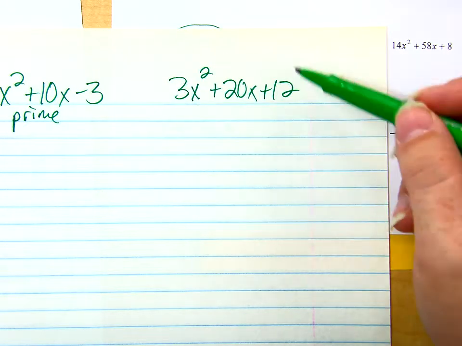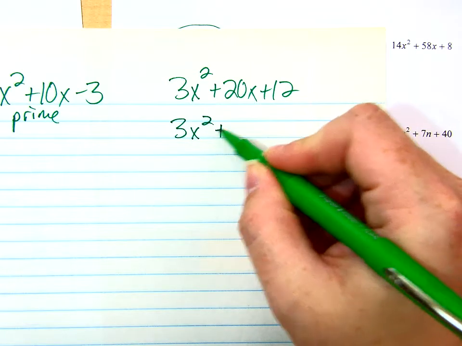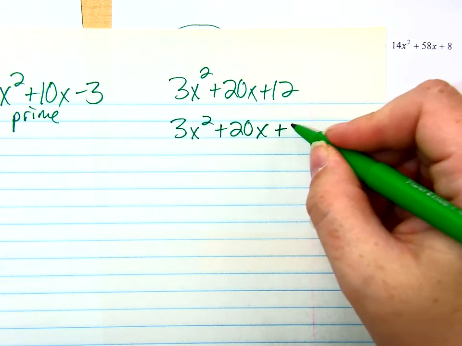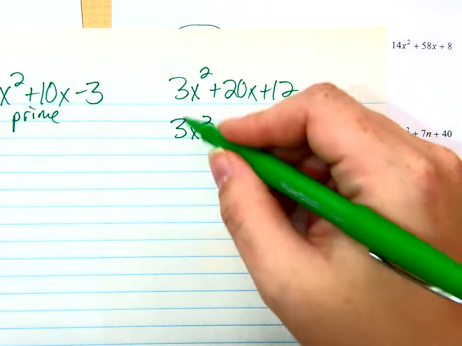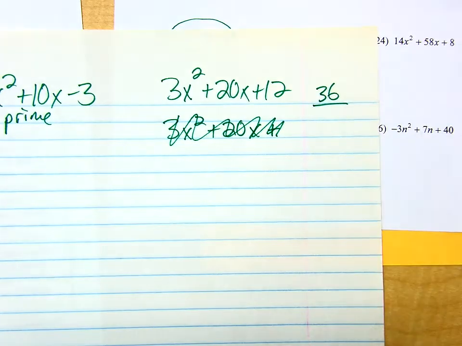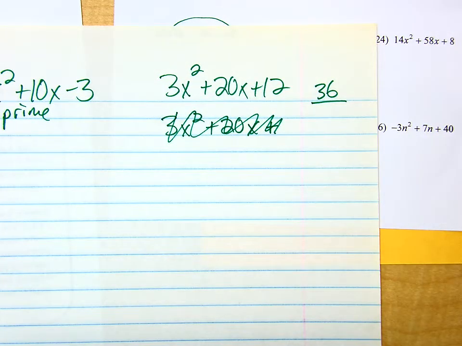Well, you're going to multiply them by each other. So you multiply A times C. So you get 3x squared plus 20x plus, oh wait, what am I doing? I'm not doing it right. Sorry. A times C is 36. You just come over here, and now you want factors of 36 that add up to be 20. What are factors of 36 that add to be 20? Are there any? I might have picked a terrible example.